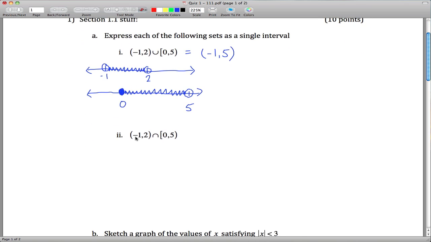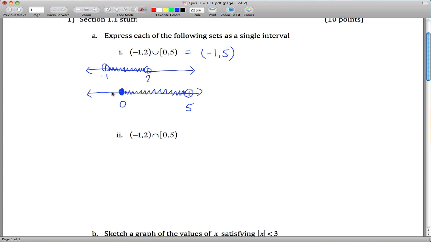Moving on to the second part of part A. We have the same two sets, but now we want the intersection. If you look up to this picture, we can figure that out. Intersection means and. So what this is saying is what numbers are in this set and in this set. And that looks like it's everything from 0 here up to 2.